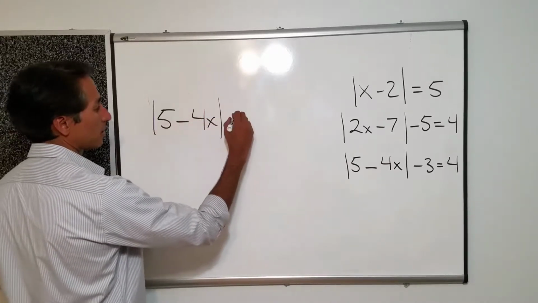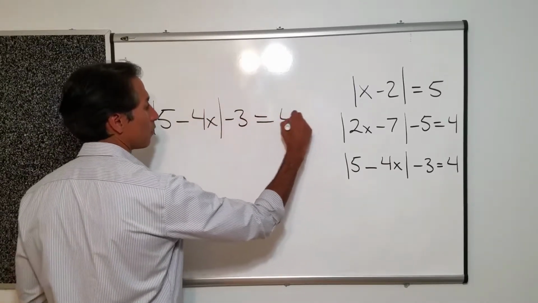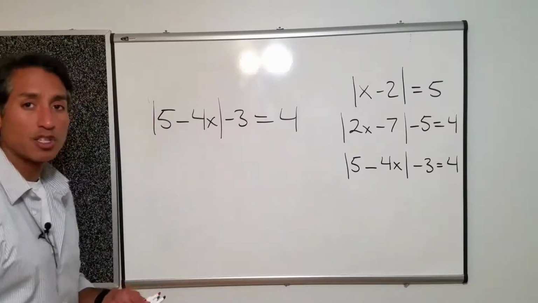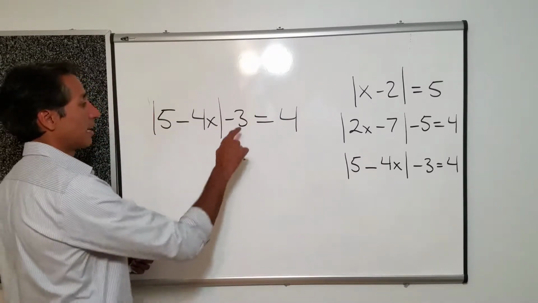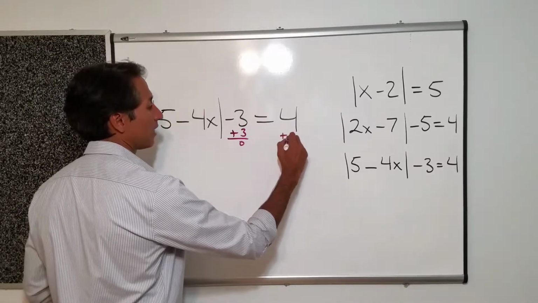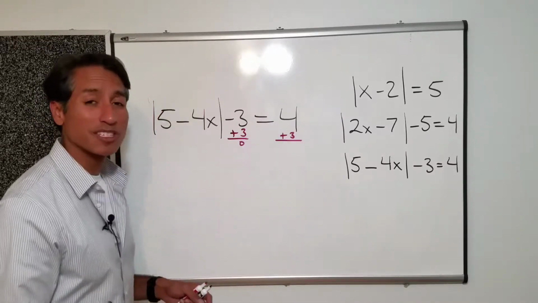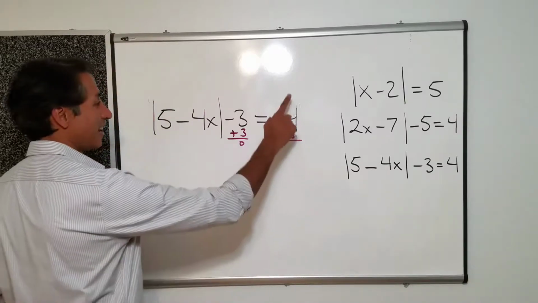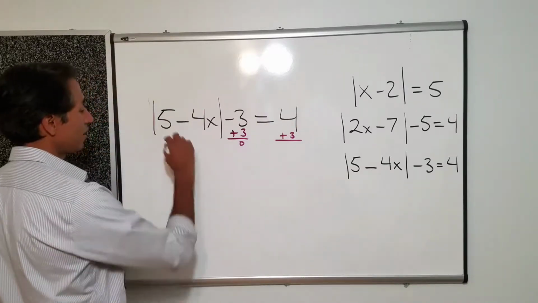4x minus 3 equals 4. First thing you need to do is what? Exactly. Move that guy out of here. Actually, I can't hear you guys, but I'm assuming that's what you said in your mind. 3 plus 4 is 7. Okay, so I'm going to rewrite it.